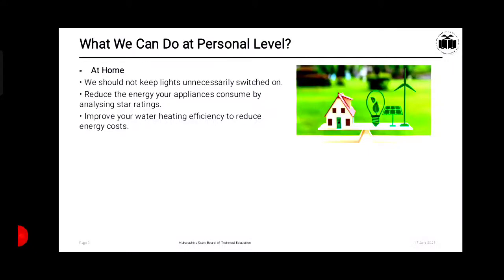Reduce the energy your appliances consume by checking the star rating. Improve your water heating efficiency to reduce energy cost.